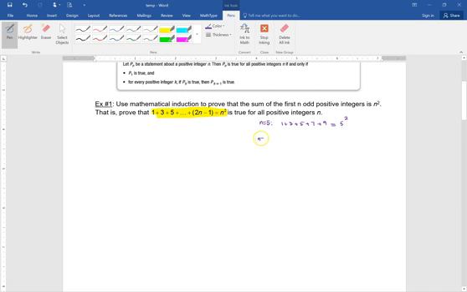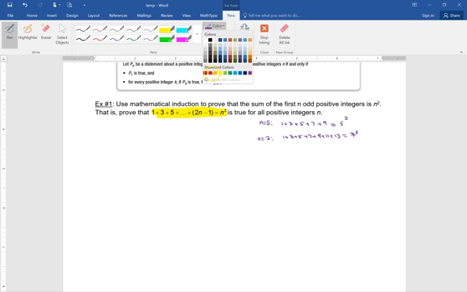N equals 7. It's going to be 1 plus 3 plus 5 plus 7 plus 9 plus 11 plus 13. If you add all those up, what should it equal? 49, 7 squared. If you add these up, does it equal 49? It sure does. Okay?